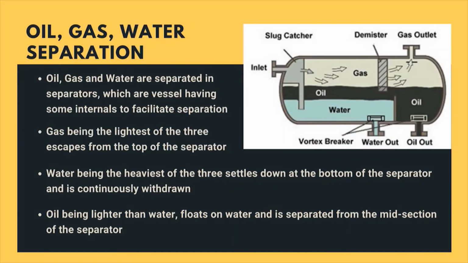In the very first step, once the oil is obtained at the surface of the earth, the oil, gas, water, they need to be separated. This separation happens in an equipment known as a separator, which has some internals to facilitate the separation. Gas, being the lightest product, emerges from the top of the vessel. Water, being the heaviest among the three, settles down at the bottom of the vessel and is continuously drained out. Then oil floats on the surface of the water, and it is also continuously taken out. So this is how the three-phase separation of oil, gas, water happens.